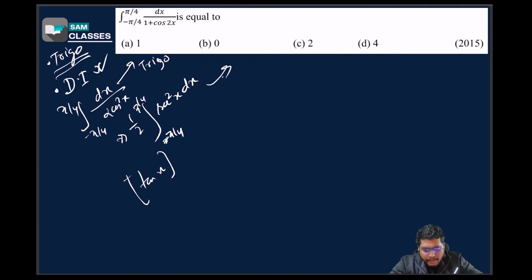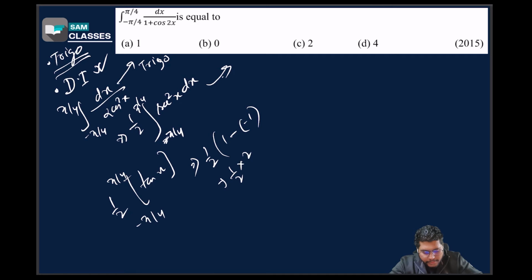I can do it like that. So I can do minus pi by 4, even though I can use one more property. I'll come to that, half. So what I'll get, students, half of tan pi by 4 is 1 minus of minus 1. So half into 2, that is equal to 1.